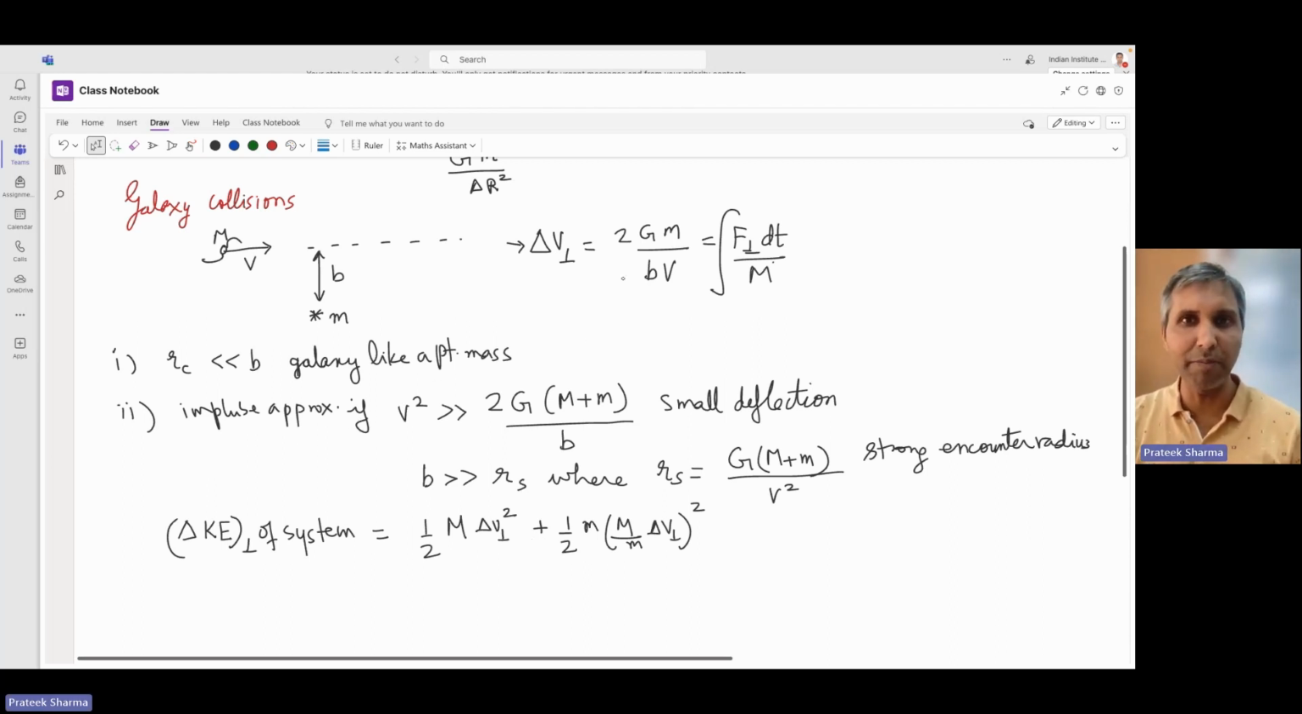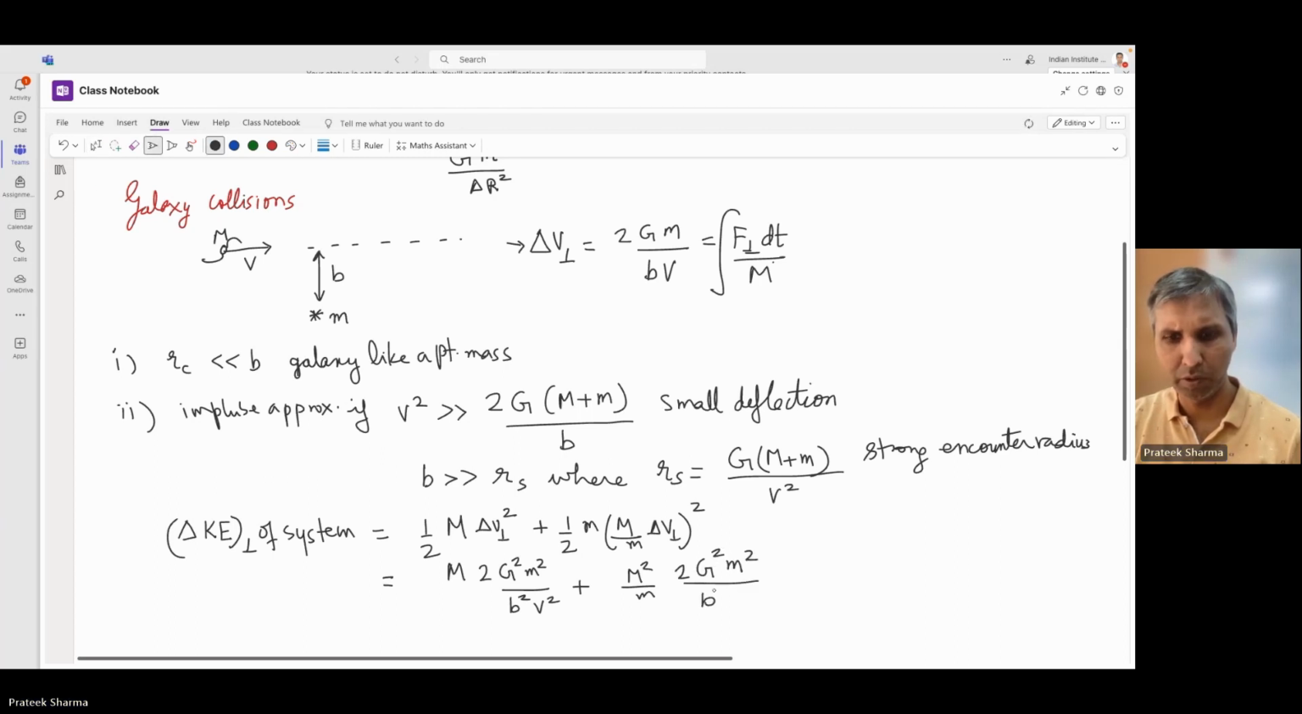So if you plug in V perpendicular from here into this, what do you get? This is equal to capital M times twice G squared small m squared by B squared V squared, plus small m squared by capital M times twice G squared M squared. So basically this term is larger than this term by capital M to small m, by the mass ratio.